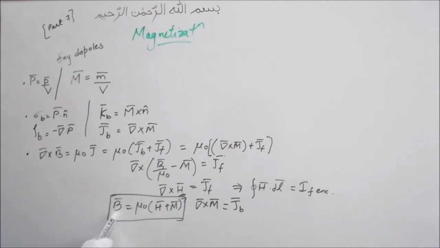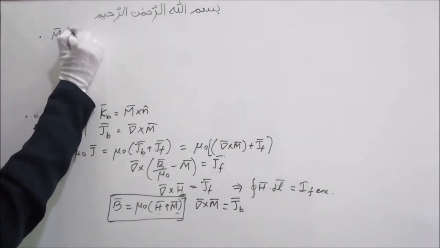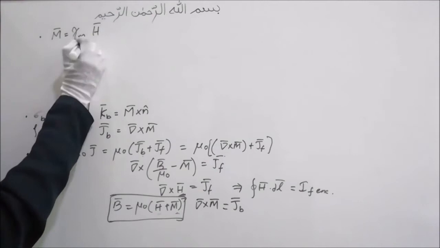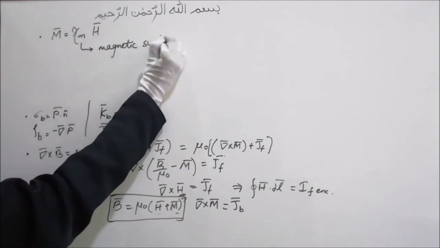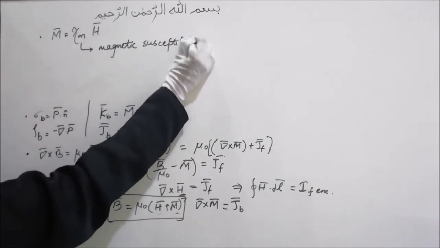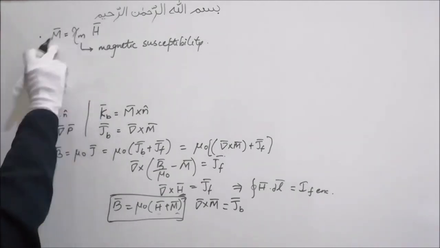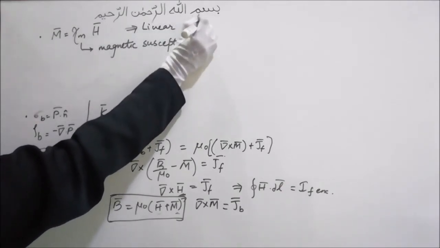Now we'll consider this B equals mu naught H plus M. This is the relation between B, H and M. But what is the relation between H and M? That is M is equal to chi M into H, where this chi M is called the magnetic susceptibility. Materials which obey this equation are called linear media.